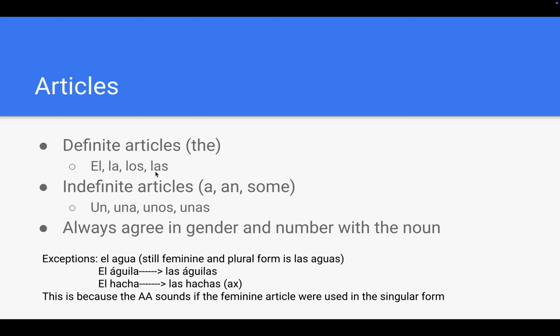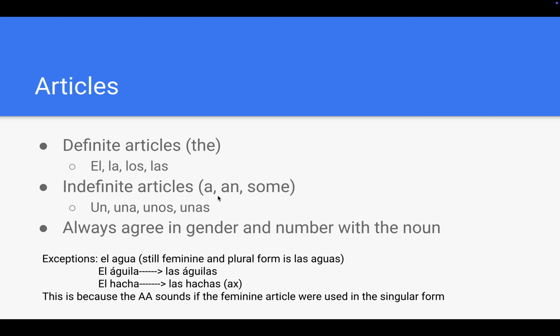And remember that I mentioned that our article and our noun, they always go together. It's the bike or the boy. They always go together. So those two words always have to agree with each other. So they agree in gender, masculine or feminine, and they agree in number, singular or plural.